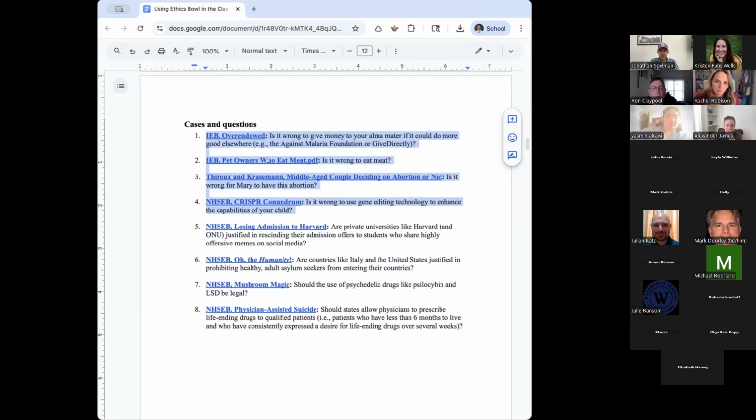You'll see the first couple are from the IEB. A lot of the others are from the National High School Ethics Bowl. You can use whatever cases you want. Both the Intercollegiate Ethics Bowl and the High School Ethics Bowl have cases that are doing similar kinds of things. We just found that the High School Ethics Bowl cases were a little bit more straightforward, a little bit easier for the students to access on some of these issues. So that's what we went with. But I can think of others that would work.